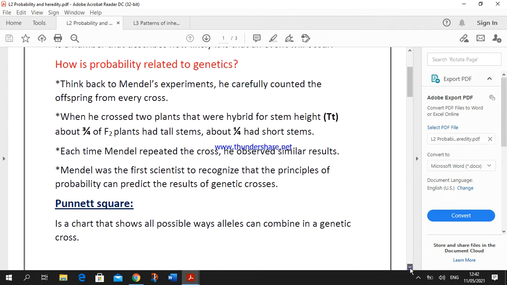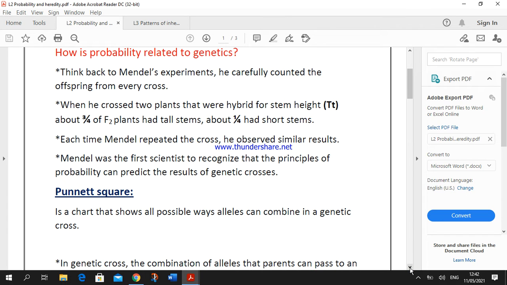Now scientists use a Punnett square. A Punnett square is a chart that shows all possible ways alleles can combine in a genetic cross. Another definition is a diagram used to show all possible ways alleles can combine in a genetic cross to measure the probability of the genetic outcome. It is used by biologists to determine the probability of the genotype carried by offspring.